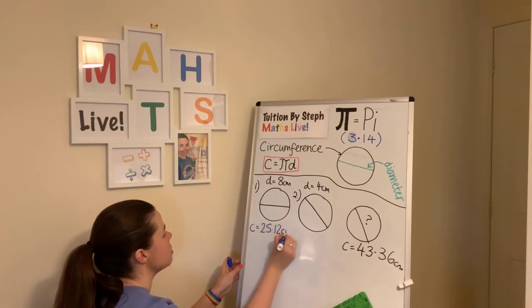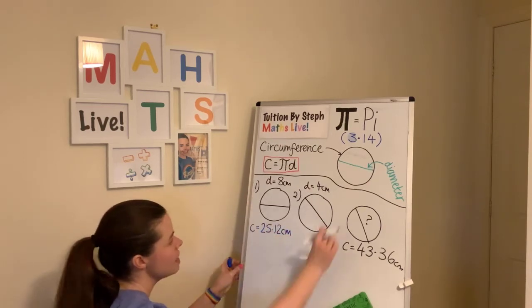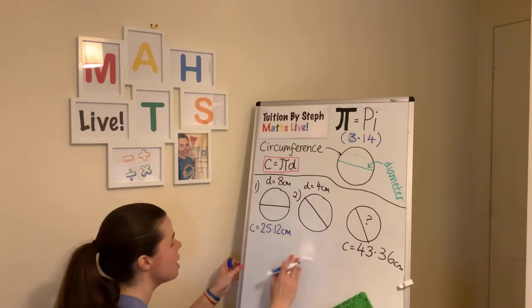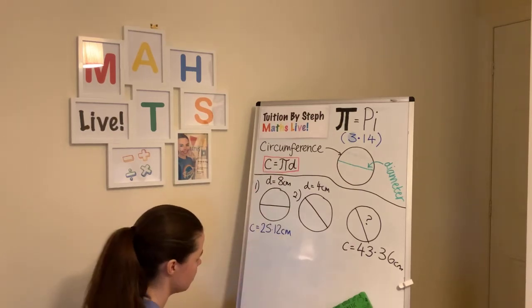And that's centimetres, just centimetres. Okay, remember it's length. So you don't need to put anything squared or anything like that, it's just centimetres.